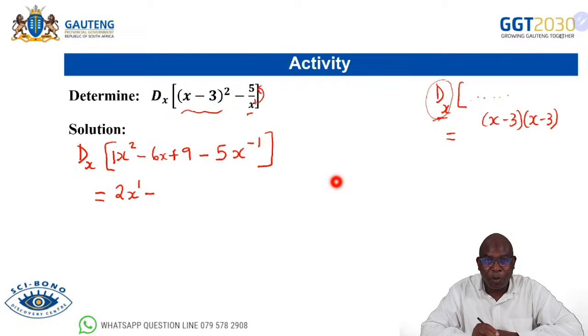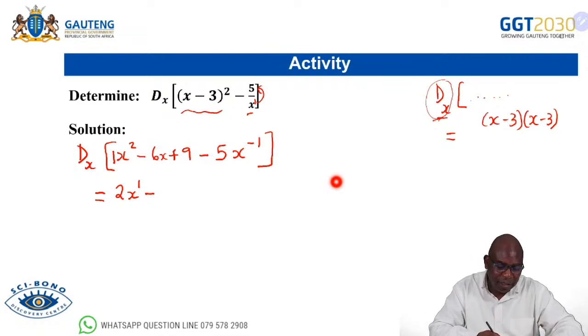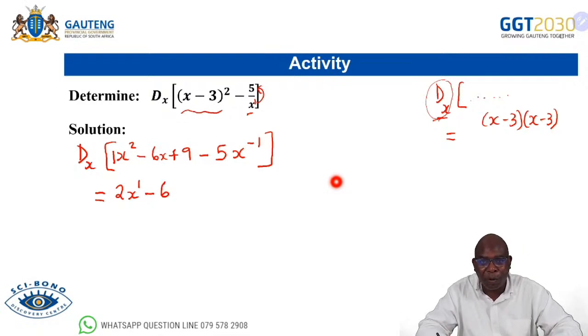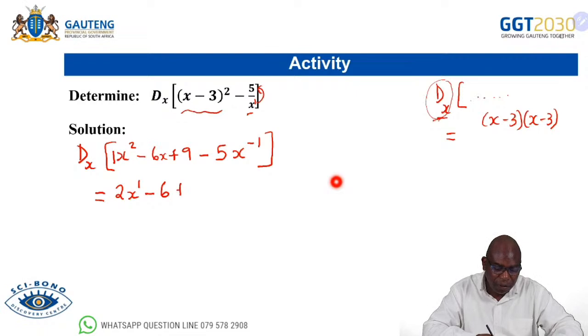In the next one, we do the same. We differentiate 6x, and then we have 6x to the power of 0, and x to the power of 0 is 1. Then we differentiate the 9. You see, we're differentiating each and every term. The differentiation of a constant is 0.